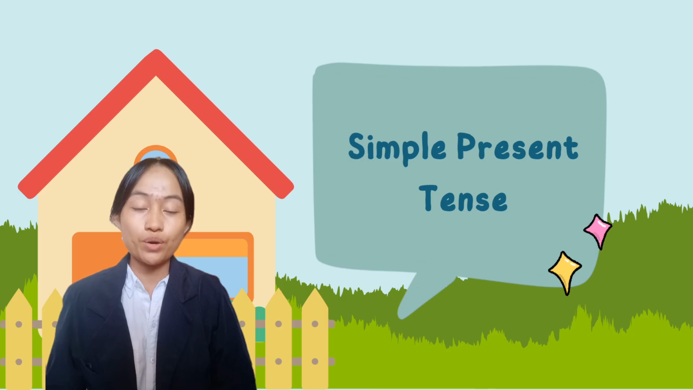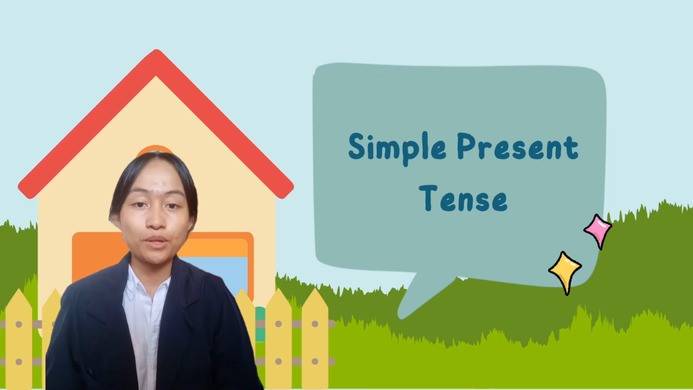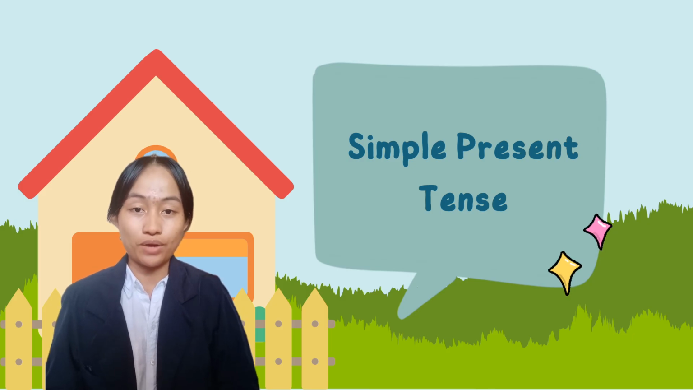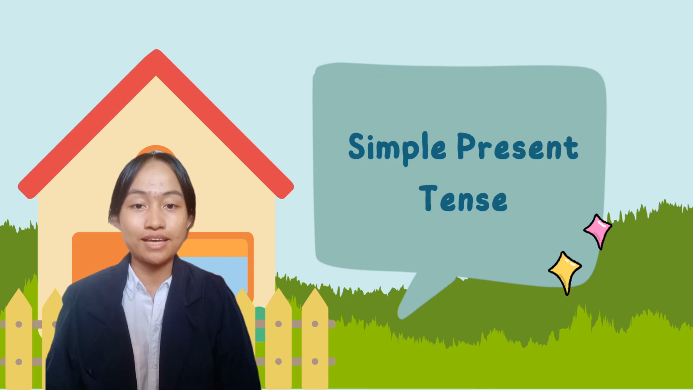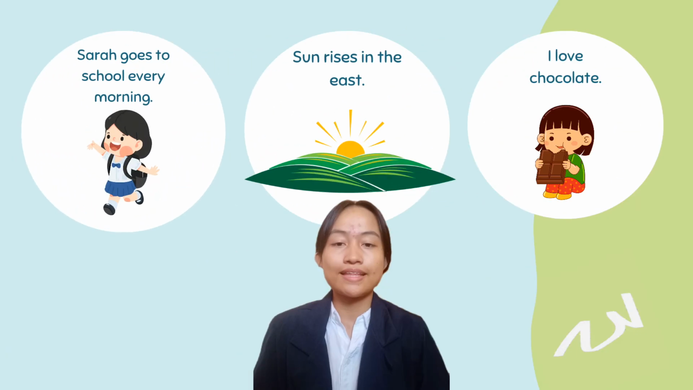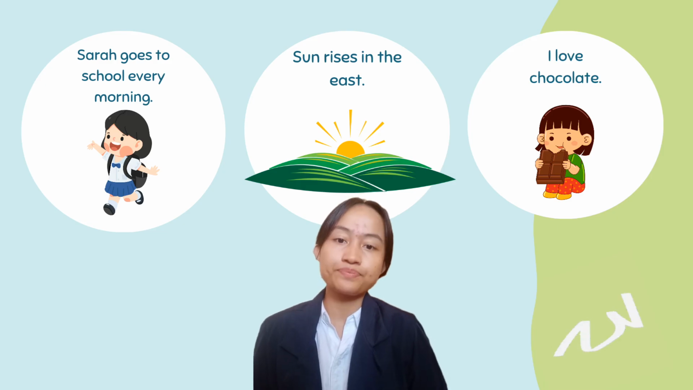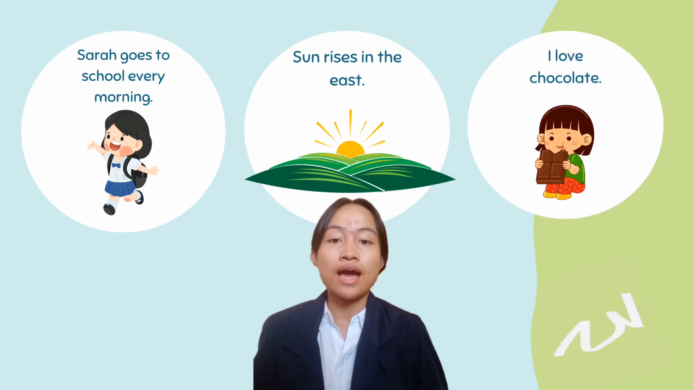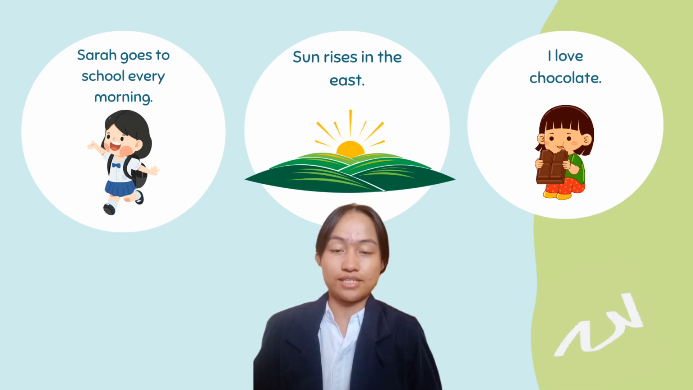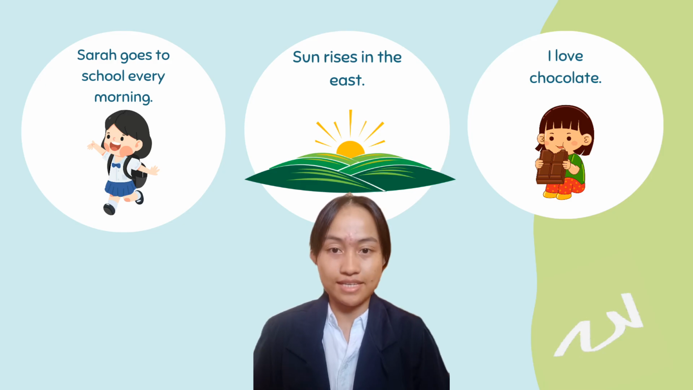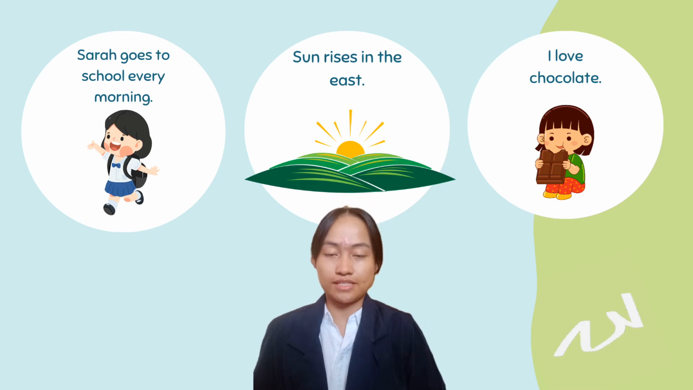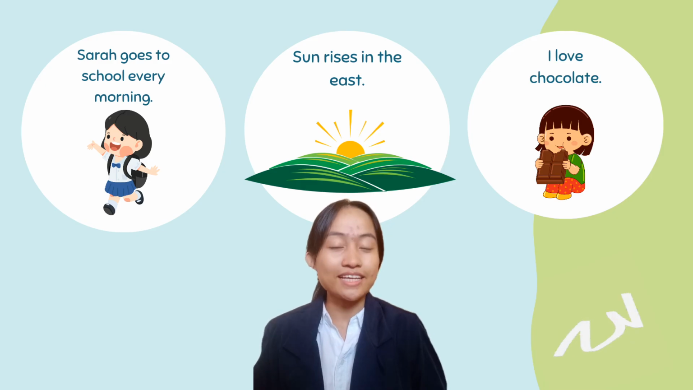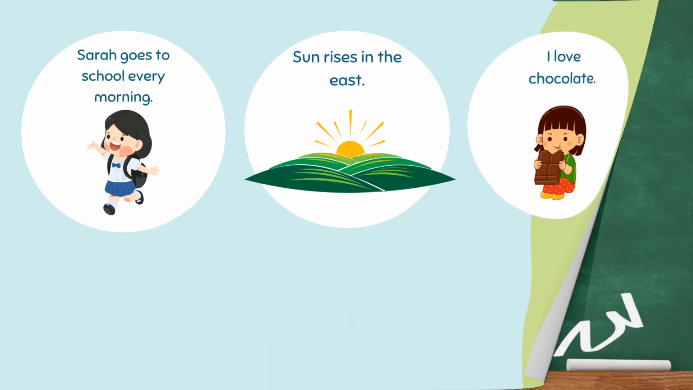Today we are going to talk about simple present tense. Alright, let's start the explanation. Take a look at these activities. Sarah goes to school every morning. The sun rises in the east. I love chocolate. All these sentences use simple present tense. Why? Let's find out together.